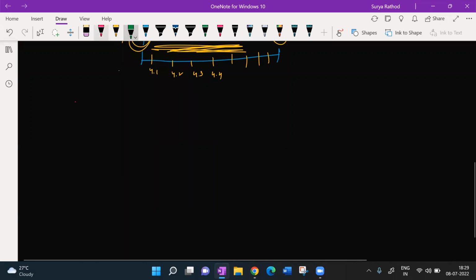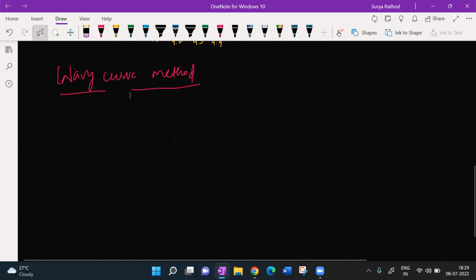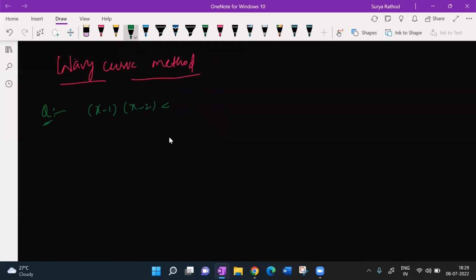So let us discuss a method called the wavy curve method. It is a beautiful and very, very good method. It breaks a big question down very simply. Okay, so now the question is (x minus 1)(x minus 2) less than 0. This is the inequality given to you, beta. Are these linear inequalities or not? Check the degree of the expression given to you. It is 1, so it is a linear inequality.